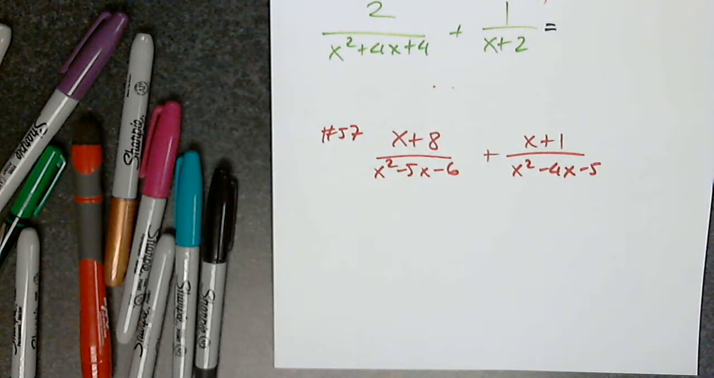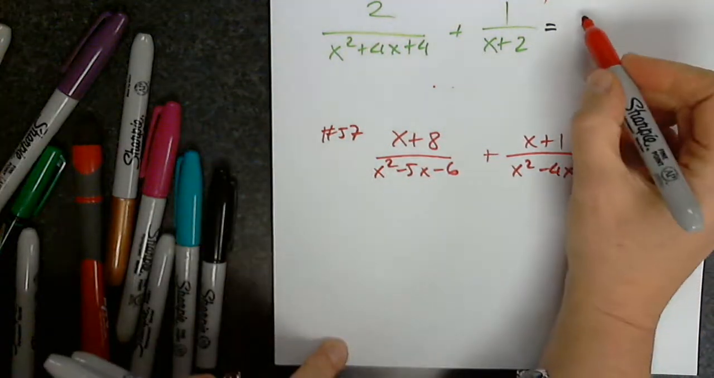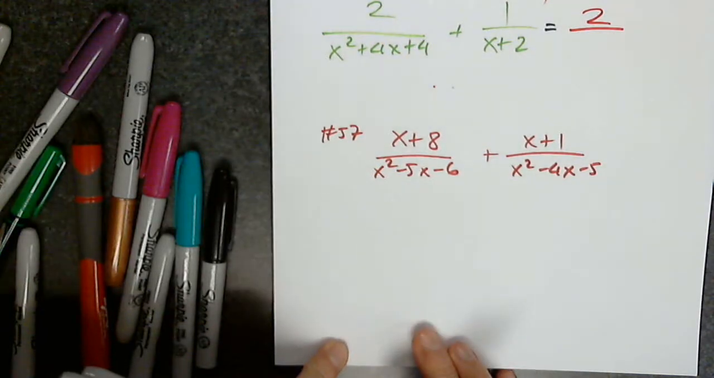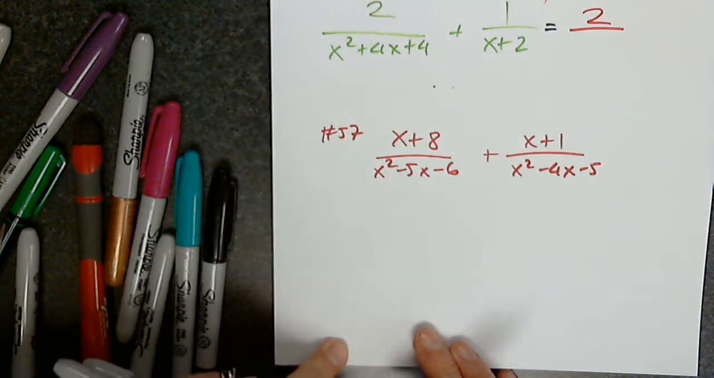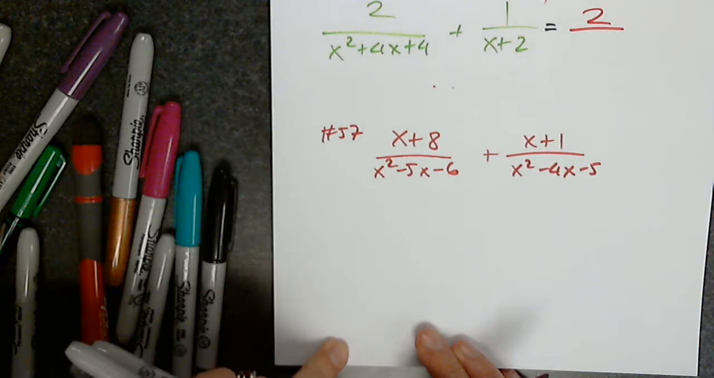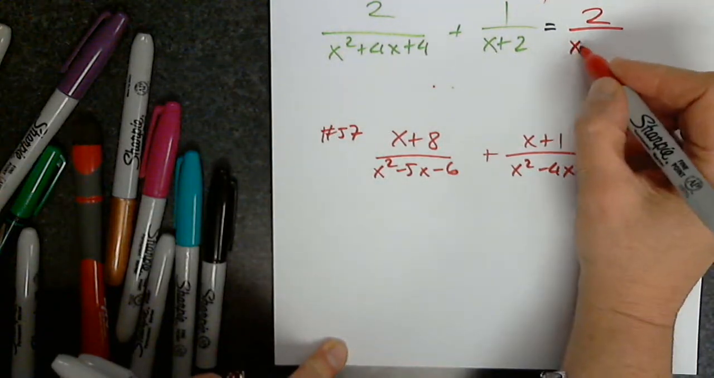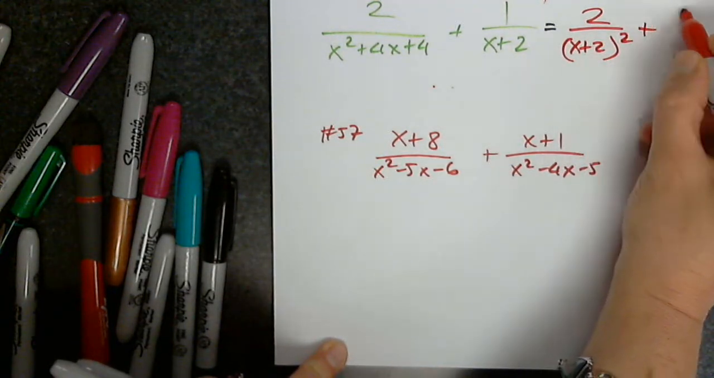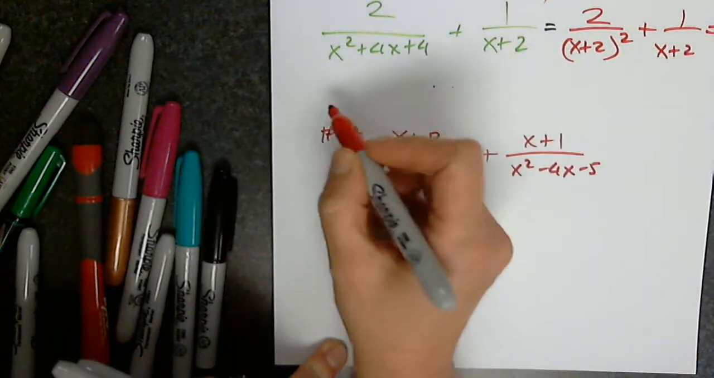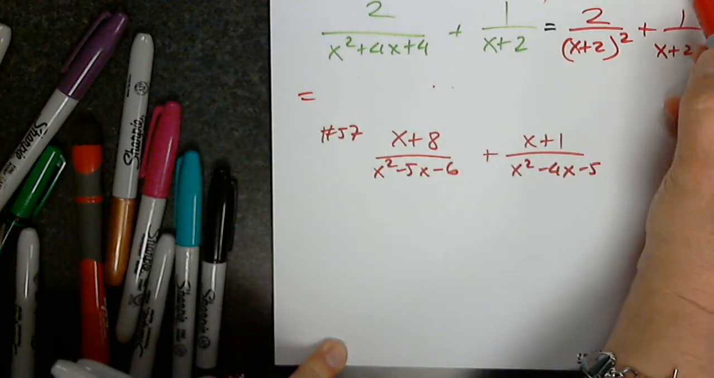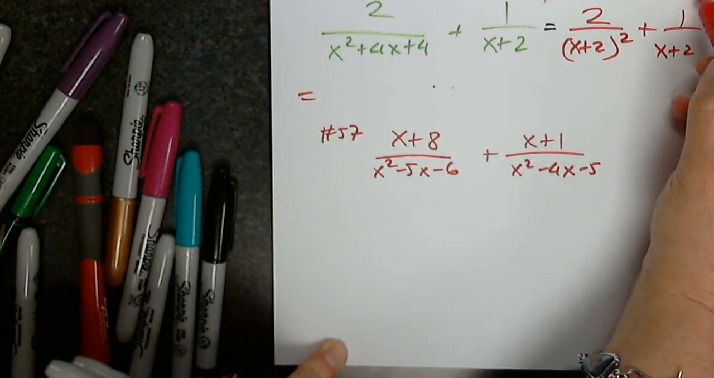Okay, so let's start 52. So I have 2 divided by x plus 2 squared. Very good. We have an agreement on that. Plus 1 over x plus 2. The only restriction is x not equal -2.